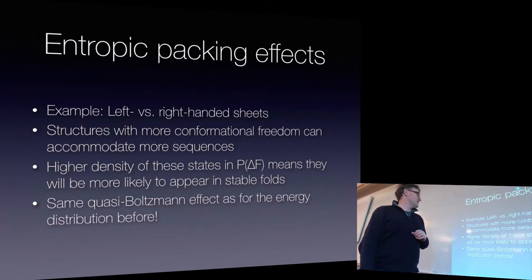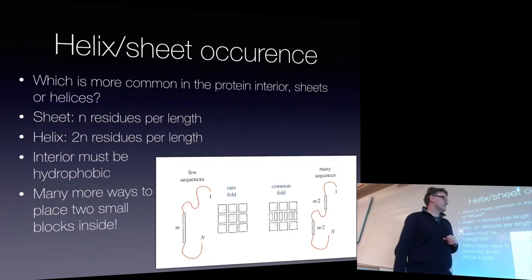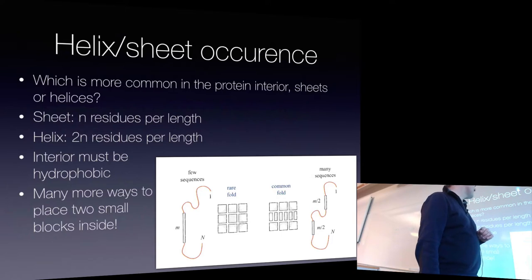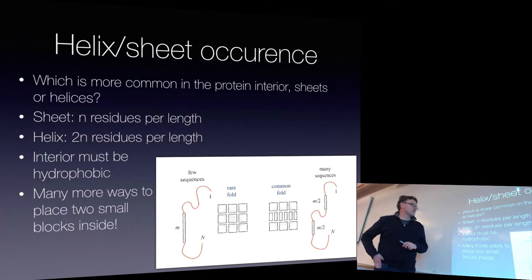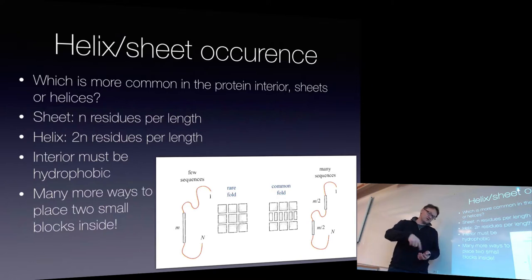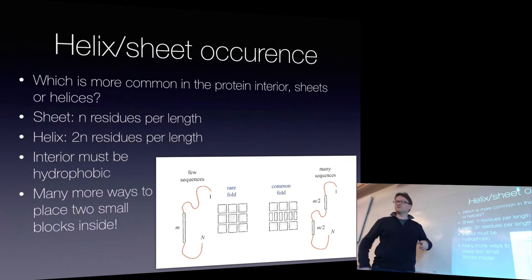We spoke a little bit about packing. I will skip that. And here, too, I will skip this. The book goes into some curiosity. No, actually, sorry, this I will include, because it's fun. You can make the math here. If you thought, is it more common to have sheets or helices inside proteins? In a helix, because you keep going, rotating around, for a given length, you need roughly twice as many residues in a helix as a sheet. The sheet is more stretched out. So let's say a factor 2 to make it easy.